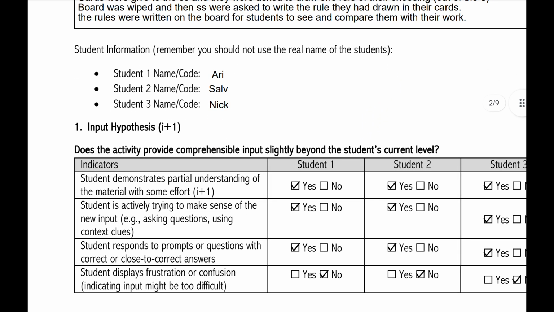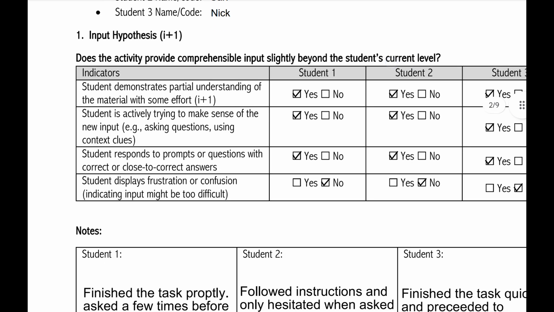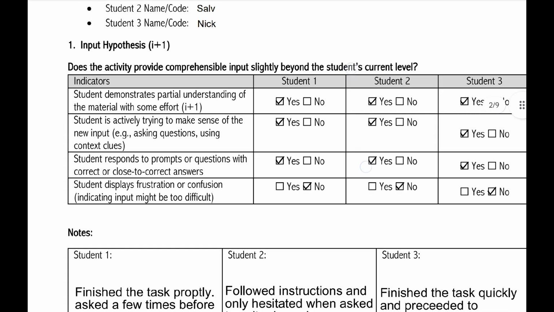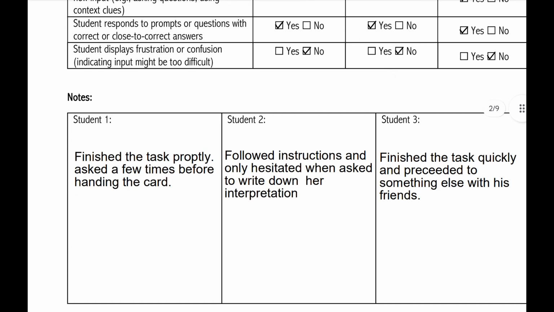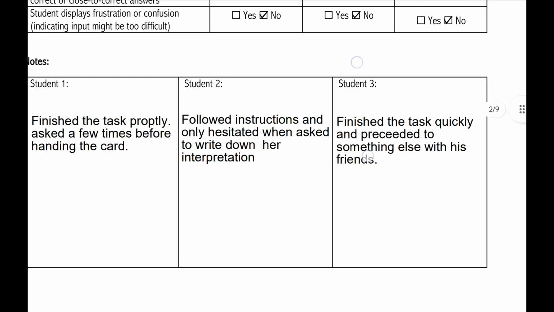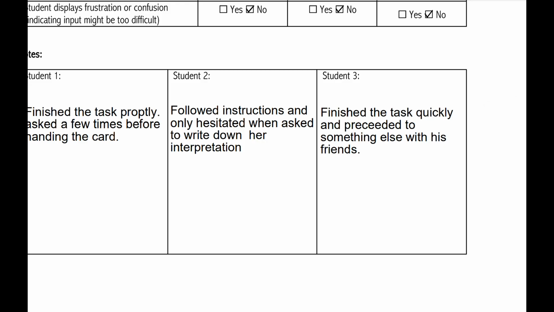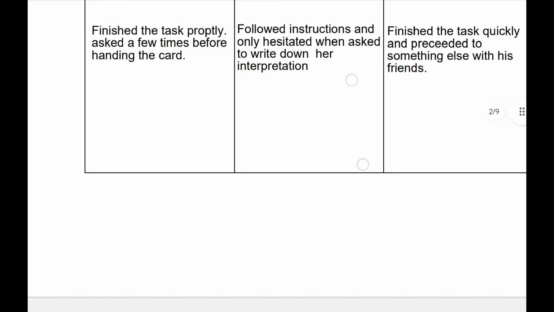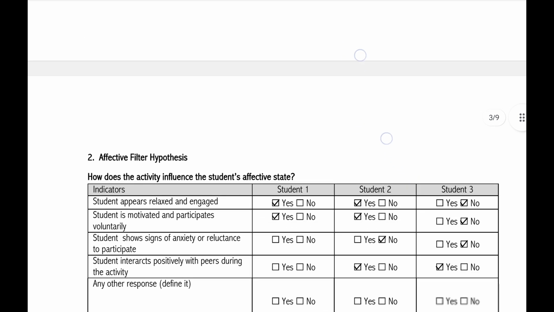So we have these 3 students here. We have the modifications in their behavior, and also the notes. For student A, she finished the task promptly and asked a few times before handing in the card. Student 2 followed instructions, only hesitated when asked to write down her interpretation, but she followed instructions pretty quickly. And student 3 finished the task quickly and proceeded to something else with his friends. His span of attention is not the greatest.